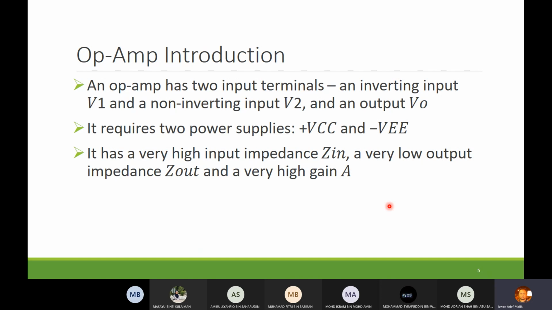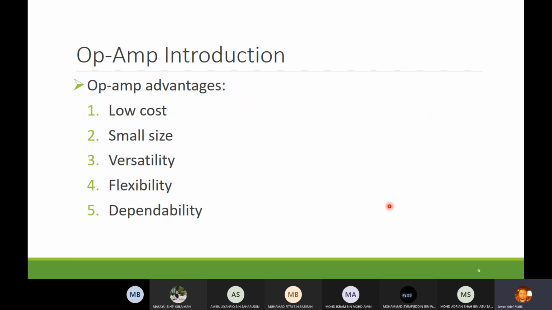So it has two input terminals, inverting V1 and non-inverting V2, and output V0. It requires two power supplies, which are the positive VCC and negative VEE, and has a very high input impedance Z in, a very low output impedance Z out, and a very high gain. Amplify means it strengthens, so of course its gain is high.